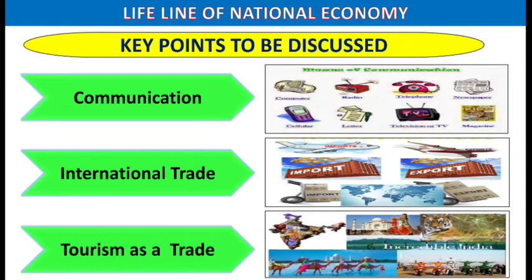Key points to be discussed. In this video, I explain three concepts. In the first key point, we will discuss the communication network of India, like Indian Postal Services, the telecom network of India and various mass communication. In the second key point, we will understand the international trade of India with foreign countries. In the third key point, I will explain how tourism is considered as a trade.